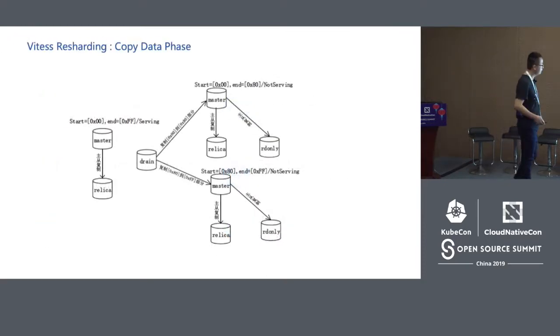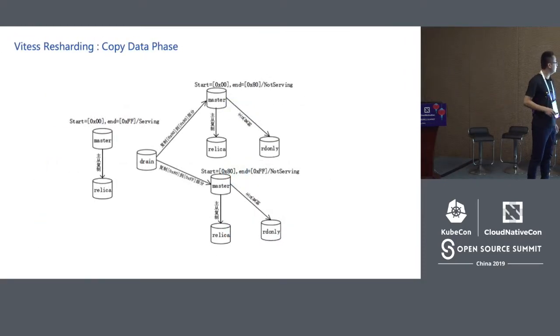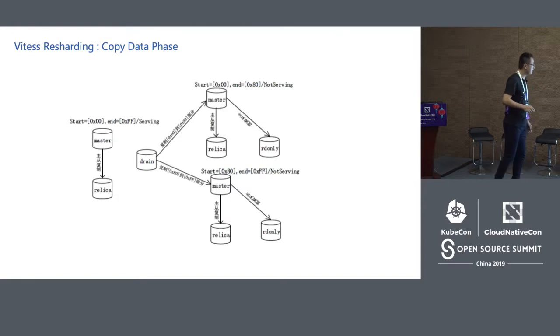This is also one of the highlights of the Vitess functions. First is resharding, and we have separated several steps for resharding. First, it's copying the data. We can take it as one shard, and within one shard, there are the master and also the replica.